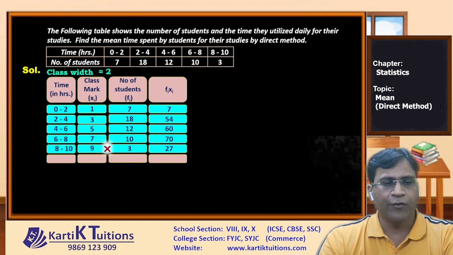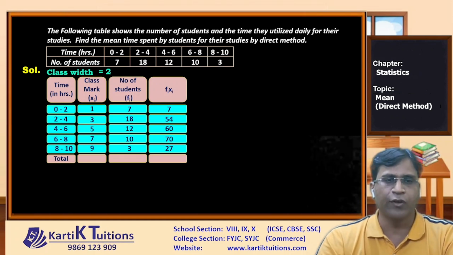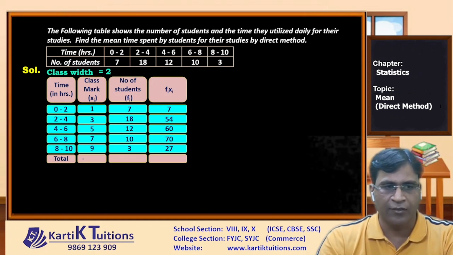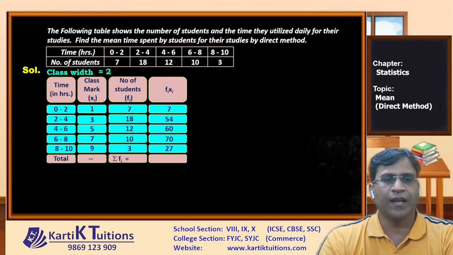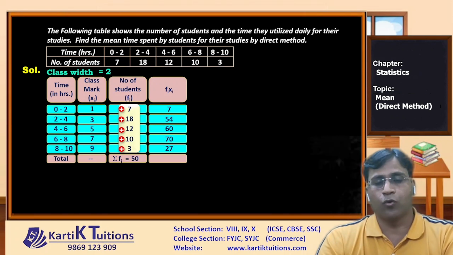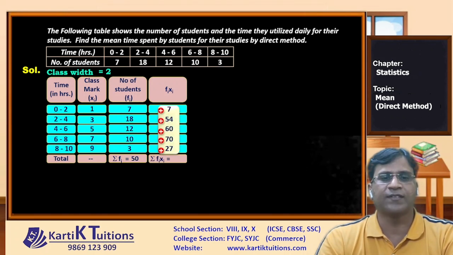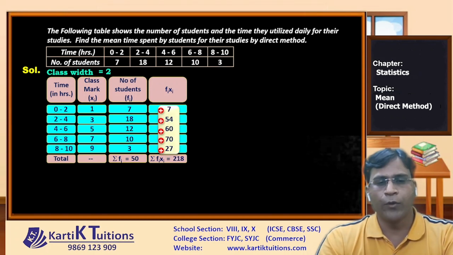Now, after that, we have to find the total. Total of what do we have to find? Summation of fi, summation of fixi. So first we need to find the total of the fi column, that is frequency. 7 plus 18 plus 12 plus 10 plus 3 will give us 50. Then we need to find the total for the column fixi. So 7 plus 54 plus 60 plus 70 plus 27 will give us 218. I hope you have understood till here. Half of the sum is done.